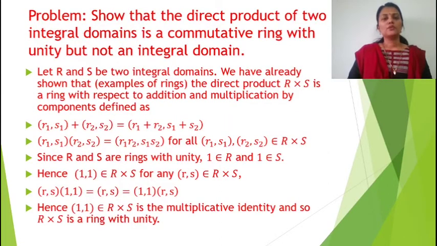Now we have another problem: the direct product of two integral domains is a commutative ring with unity but not an integral domain. So we have to prove that it's a commutative ring with unity, and we have to show that it is not an integral domain. For that we need some counterexamples to show that it is not an integral domain. First we have to prove that it's a commutative ring with unity. For that, take two rings.